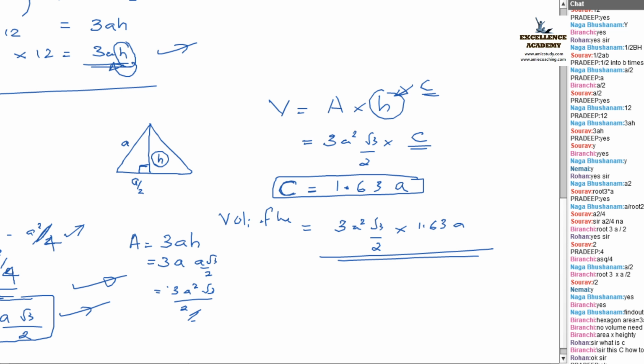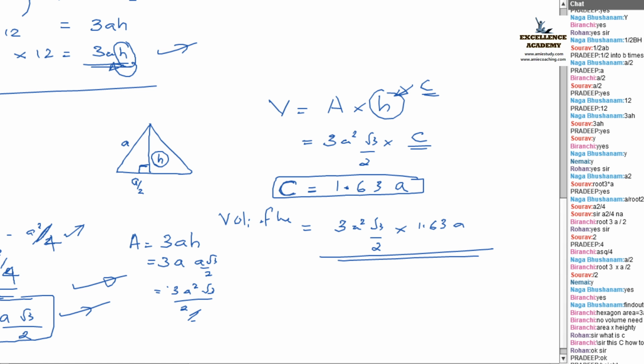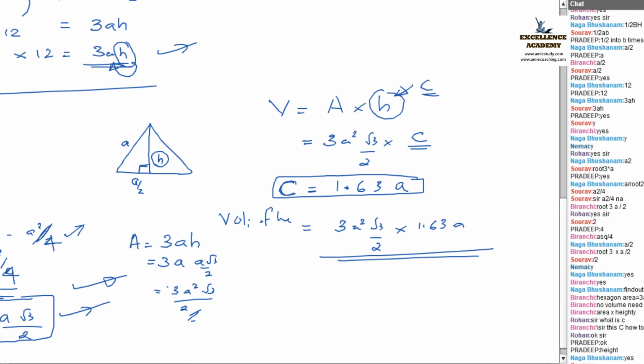The volume of hexagon I got is 3a square root 3 by 2 multiplied with C. What is C there? C is the height of that prism. Ultimately, we want to find out the volume of that prism, isn't it? So we got the area. Next is to multiply with the height. That is C. A, B, and C parameters we have to write in terms of A. That is 1.63 times of A. That's all. Clear? So now our volume is ready.